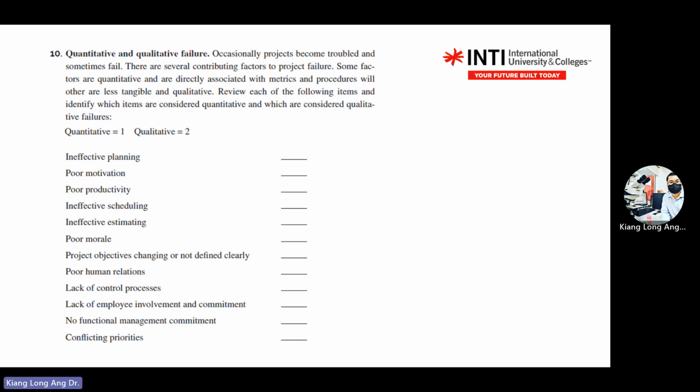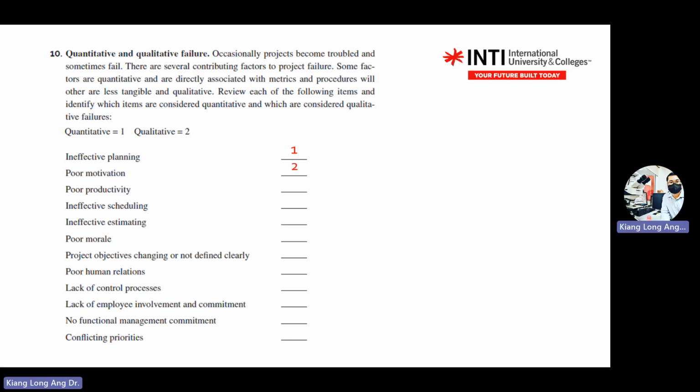Okay, the first one, ineffective planning. Quantitative, why? What do you measure in planning? Time, cost, and what the customer wants. For example, your customer wants you to produce a sports car, so they specify that. The ineffective planning, yes, quantitative. Poor motivation, qualitative, it is a feeling, it is an emotion.